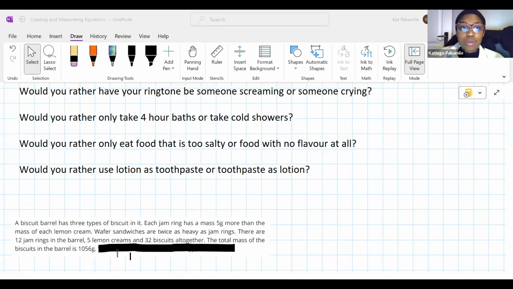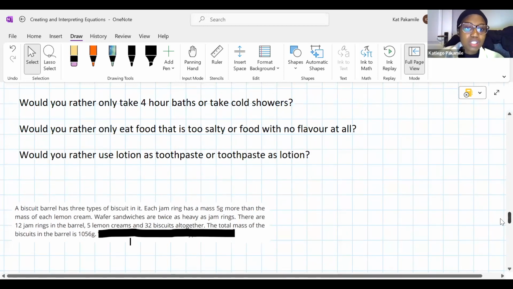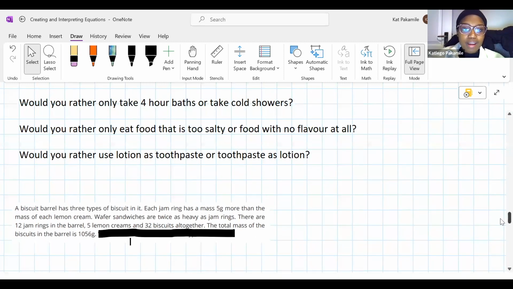Who's gonna do this one with me, guys? Let's read it together. It says a biscuit barrel has 3 types of biscuit. Each jam ring has a mass of 5 grams more than the mass of each lemon cream. Wafer sandwiches are twice as heavy as jam rings. There are 12 jam rings in the barrel, 5 lemon creams, and 32 biscuits all together. The total mass of the biscuits is 1,056 grams.